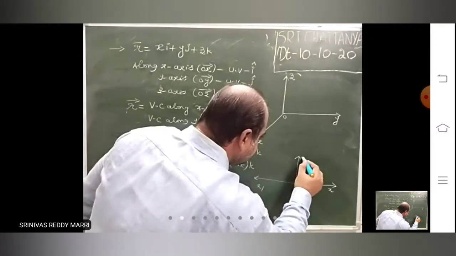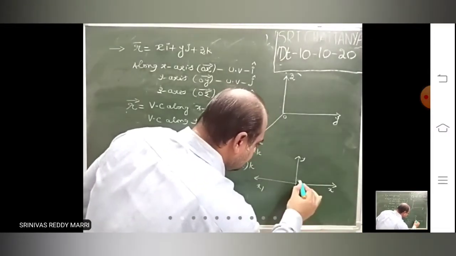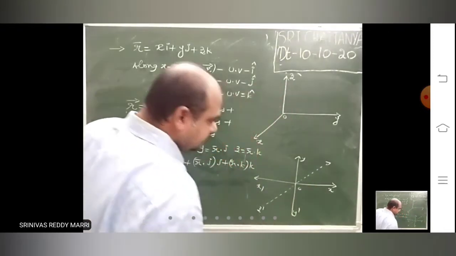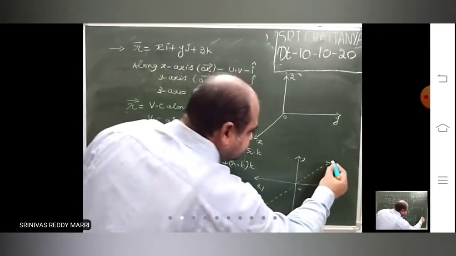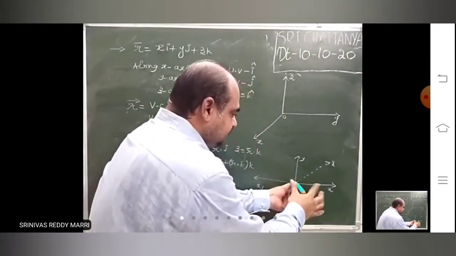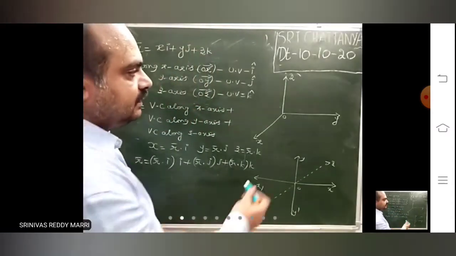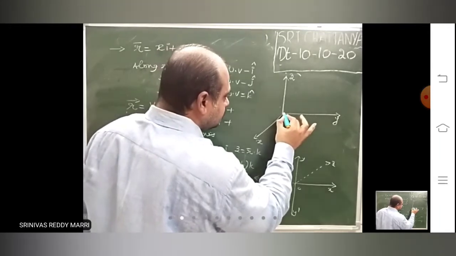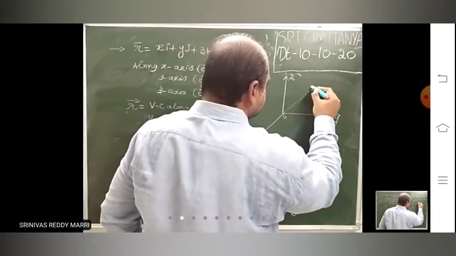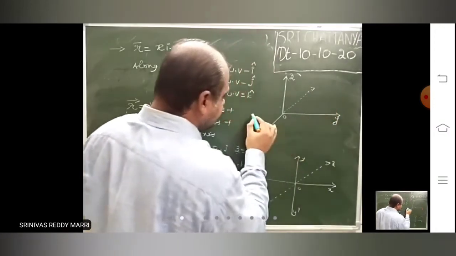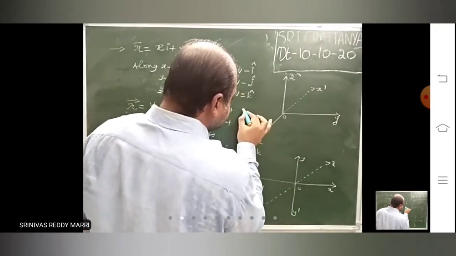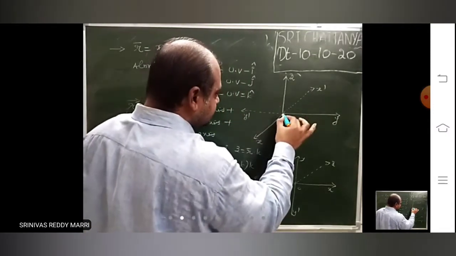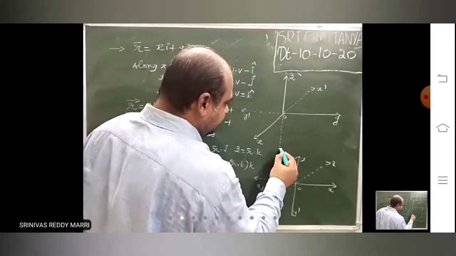Generally, this is the XY plane. So this is the Z axis. The same thing: this is ZOZ dash. You can write like this also. This is the X axis. All three are mutually perpendicular. This is XOX dash. This is YOY dash. This is ZOZ dash.